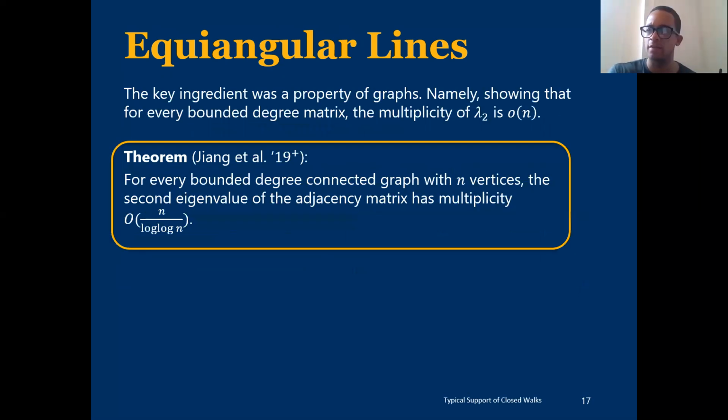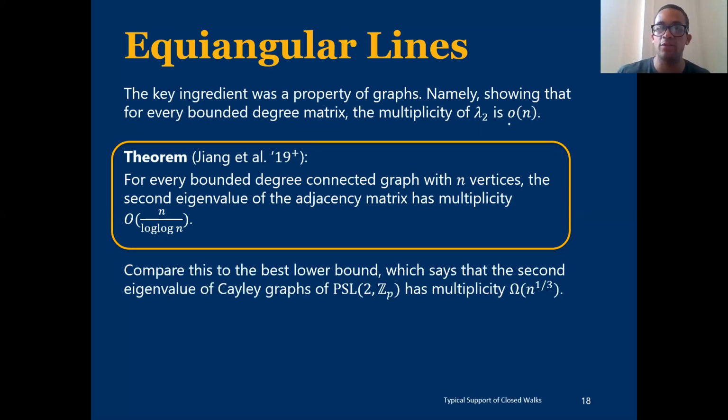Actually, the key lemma that they use is that they bound the multiplicity of the second eigenvalue in this adjacency matrix, and actually in any adjacency matrix. So what they show is that for a bounded degree connected graph, the second eigenvalue has multiplicity at most order n over log n. Note that they actually only need to show that the multiplicity is little o of n, but the bound that they end up showing is pretty far from the best lower bounds that we know.